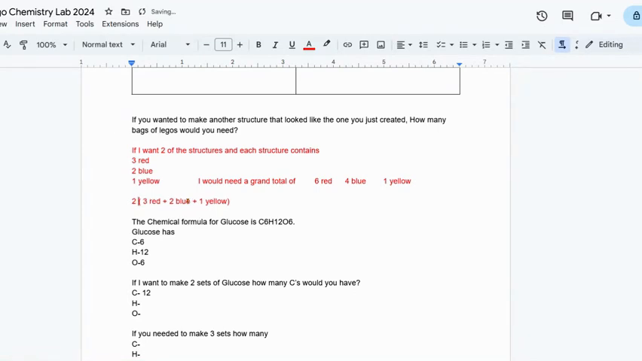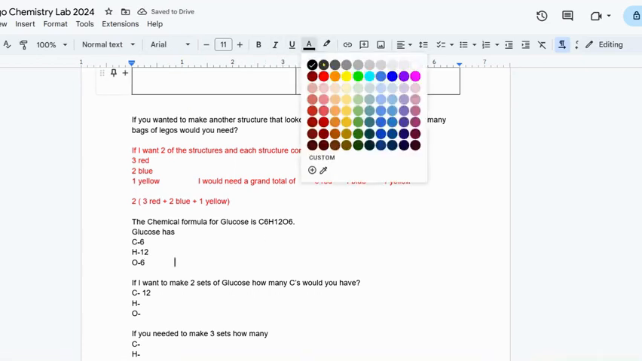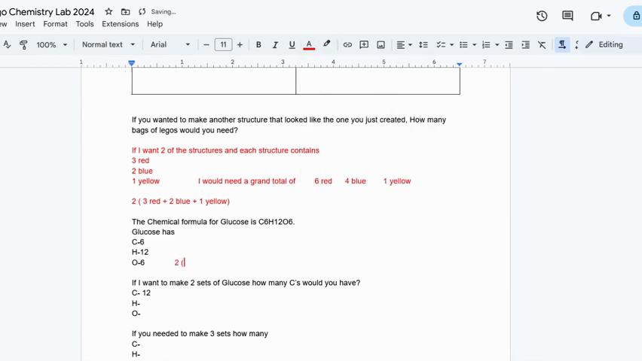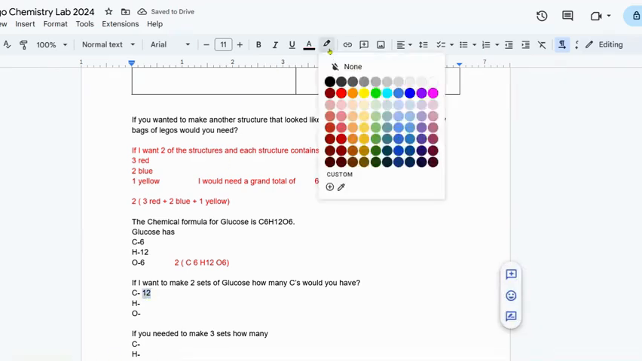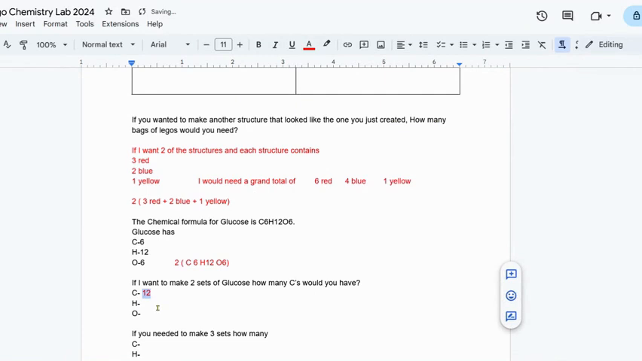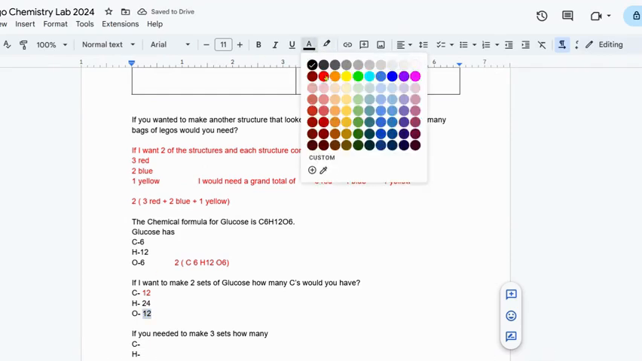This is why we do math. I have 2 times the whole thing. This is similar to saying, and I'm going to put it out here in red, 2 times C6H12O6. So if I just want a second set of it, I'm going to have 12 carbons, 24 H's, and 12 oxygens. And all I've done is multiply each one of them by 2.